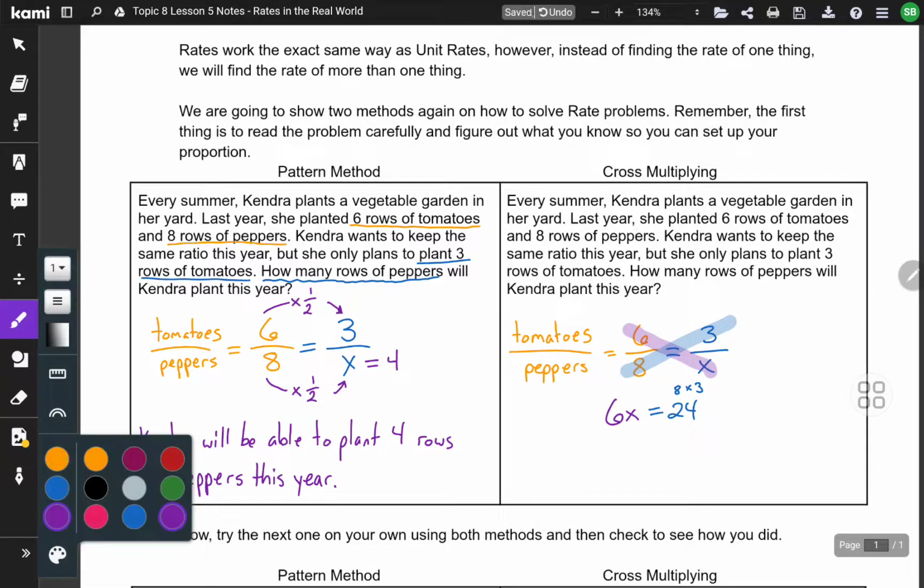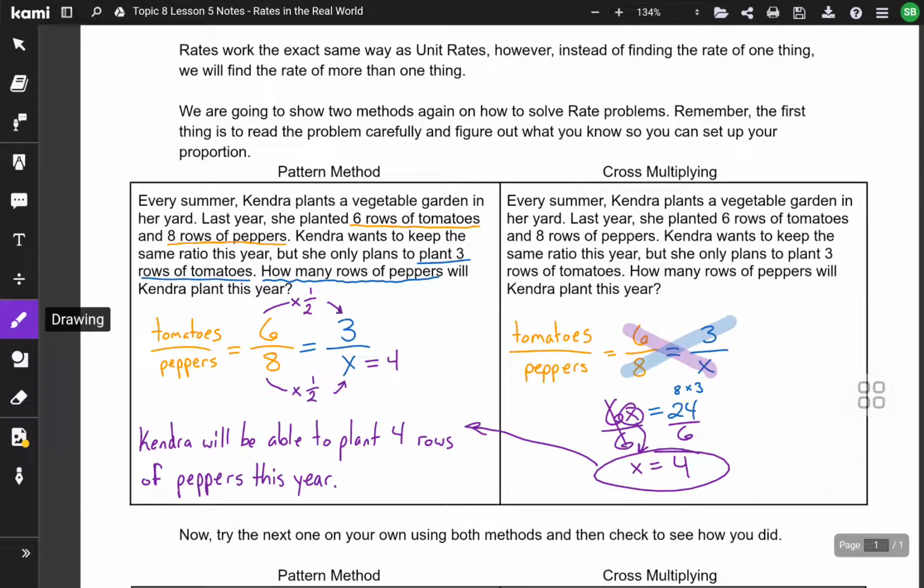All right, from here, I've got a one-step equation. I see multiplication on the left, 6 times X, so I'm going to divide by 6. Those cancel, leaving me with X equals, well, I do the same thing on the right. 24 divided by 6 is 4. So notice we get the same answer we got here. So pick the method that you prefer and use that when doing the practice. Now, take a moment, pause the video, try out the next problem on your own, and then check in to see how you did.